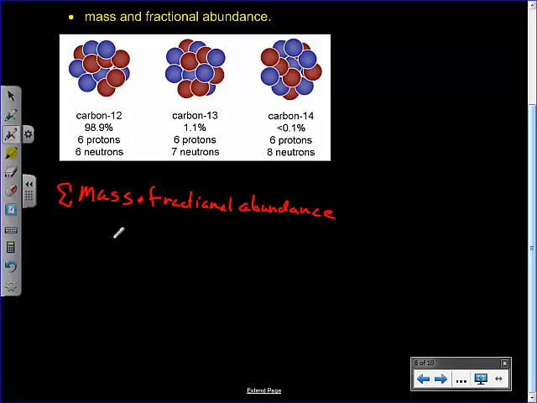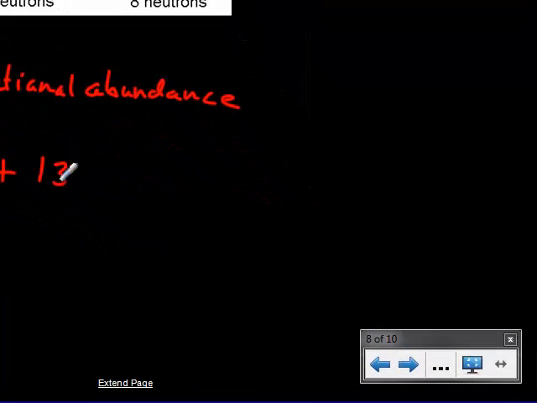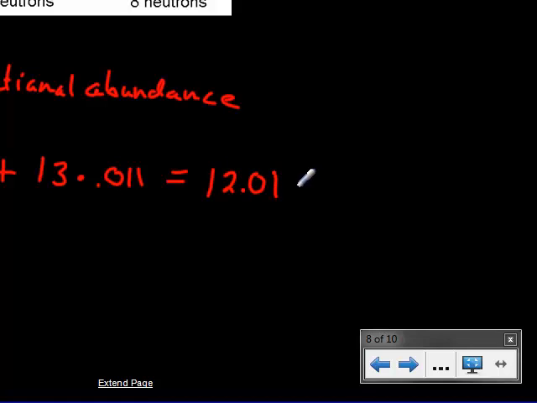Just to break this down real quick, I'm going to take 12 as its mass times 0.989, in other words, the decimal form of the percentage, plus 13 times 0.011. We multiply those together, and I think we come out to be something like 12.01. This is in atomic mass units. So that's the sum of all the isotopes.